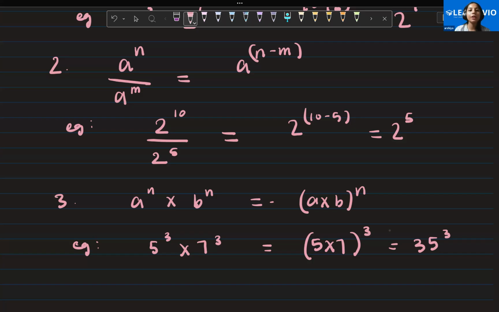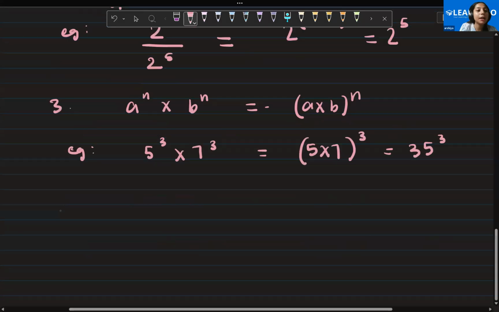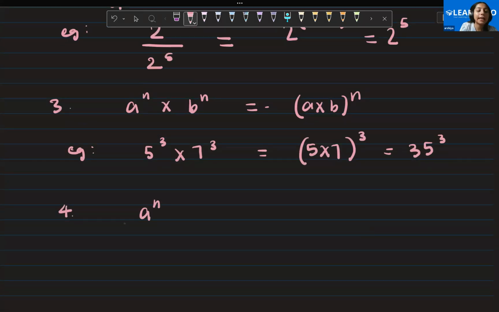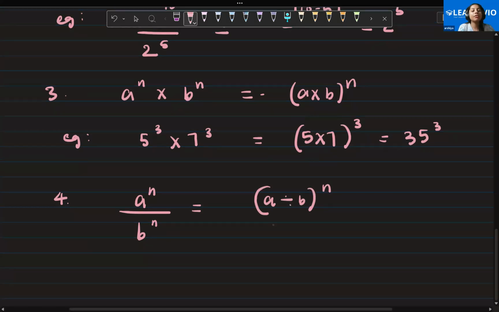Now the same goes for division. If we have the same powers and different bases, we will divide. So a raised to the power of n divided by b raised to the power of n. What we're going to do here is a divided by b, and the power will be n.